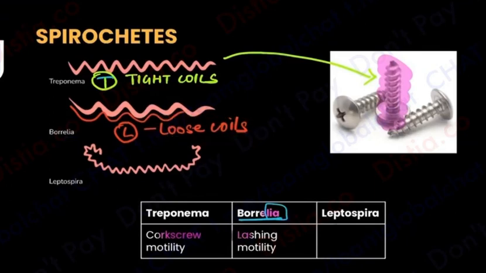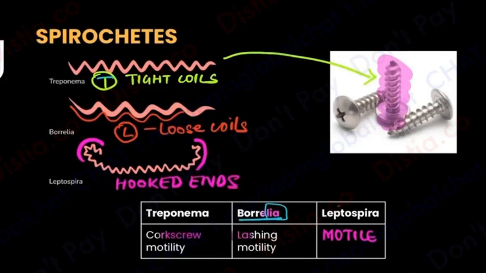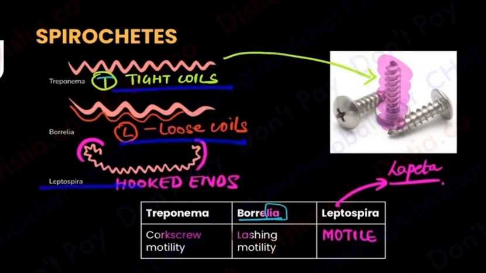Finally, coming to Leptospira. Leptospira is just motile. There is no name given to it, just a motility it shows. But can you see this is differentiated because the ends are hooked. Leptospira has hooked ends. So how I have learnt it is Leptospira is lapeta hua. Lapetna means folded, na? So Leptospira is lapeta hua in Hindi. That is how I've learnt it. So lapet liya, that is folded. Simple. Treponema has tight, T for tight coil. Borrelia has loose coils. Leptospira is lapeta hua. Treponema has corkscrew motility, Borrelia has lashing motility.